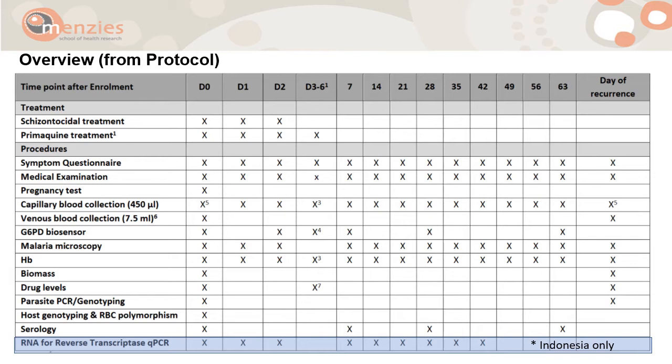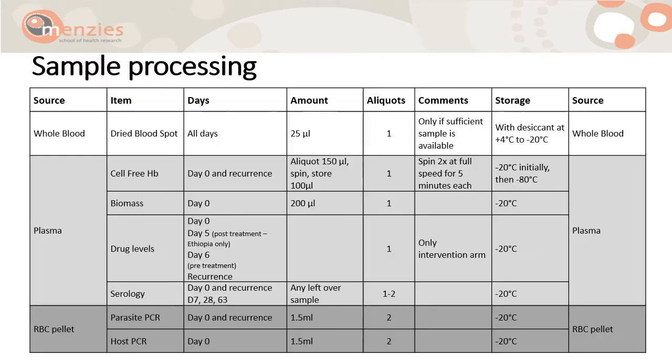What we're interested in today is looking at the lab procedures. So these include what procedures to complete after venous or capillary blood collection. The protocol table showed that there is a dried blood spot, cell-free HB, biomass, drug levels, serology, parasite PCR and host PCR analyses that will be conducted.